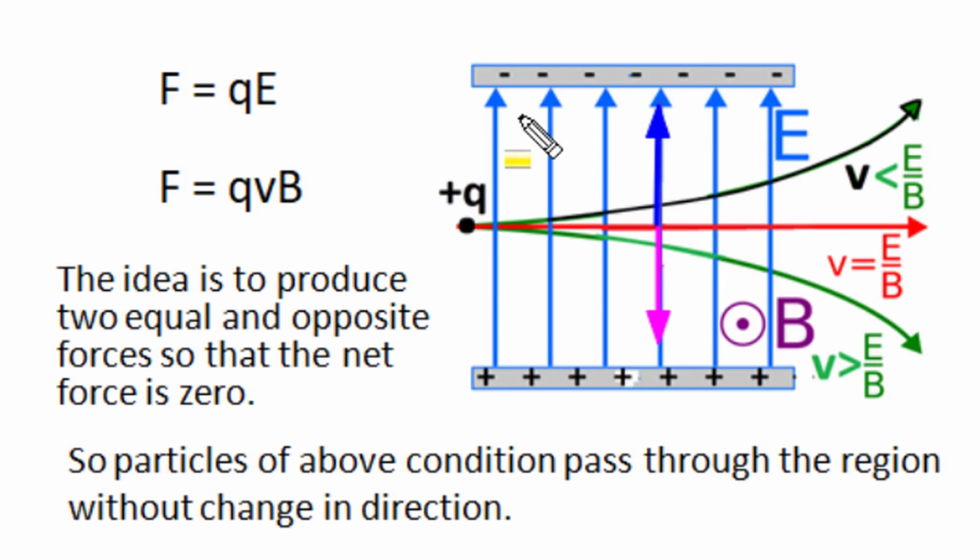The idea of this velocity selector is to produce electric force on the charged particle and magnetic force on the moving charged particle equal and opposite in direction, so that the resultant force on some specified particle becomes zero, so that the net force by simultaneous presence of electric field intensity and magnetic field flux density becomes zero, and particles of that particular condition will pass through the region without change of their velocity direction or magnitude of velocity, and they will go straight with uniform linear velocity as shown by this red arrow direction.